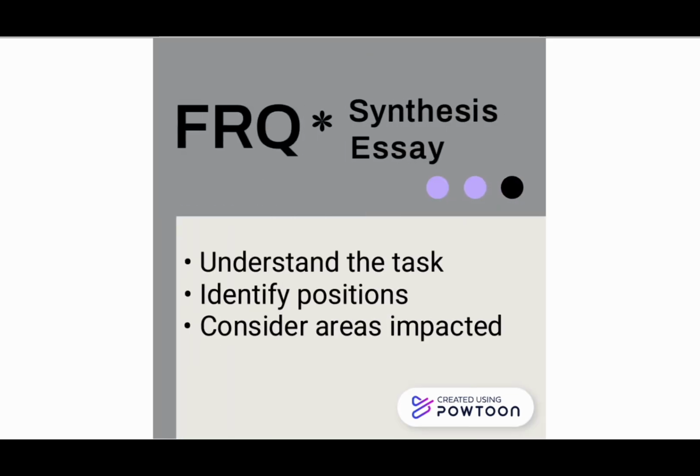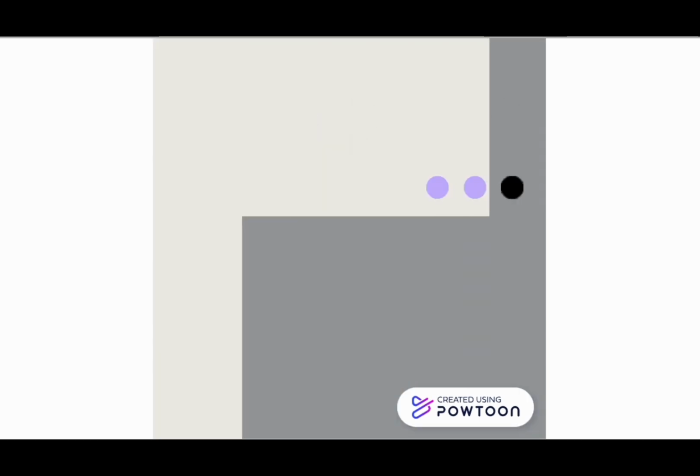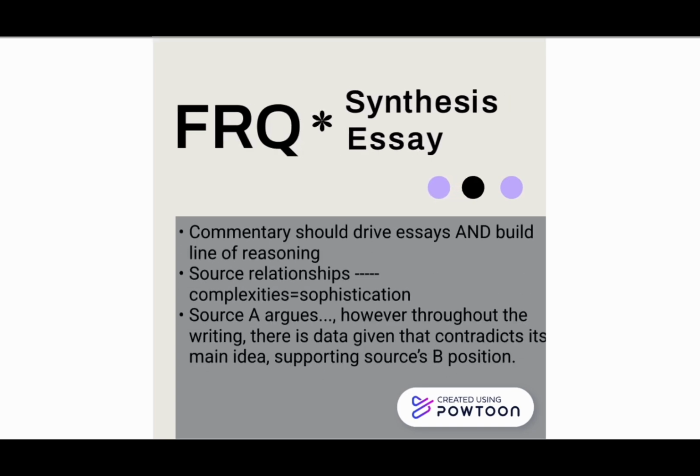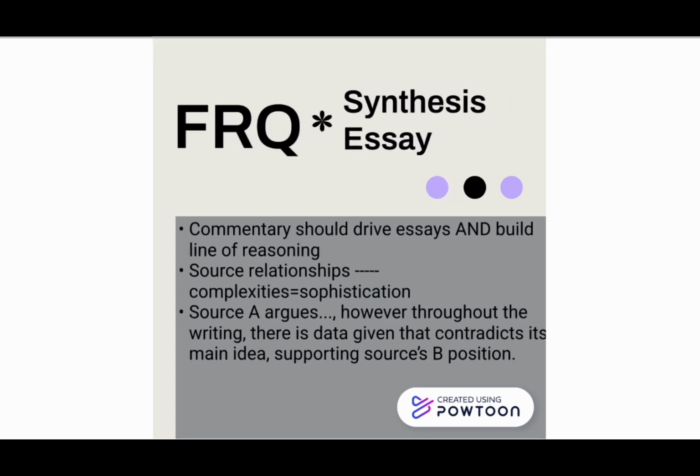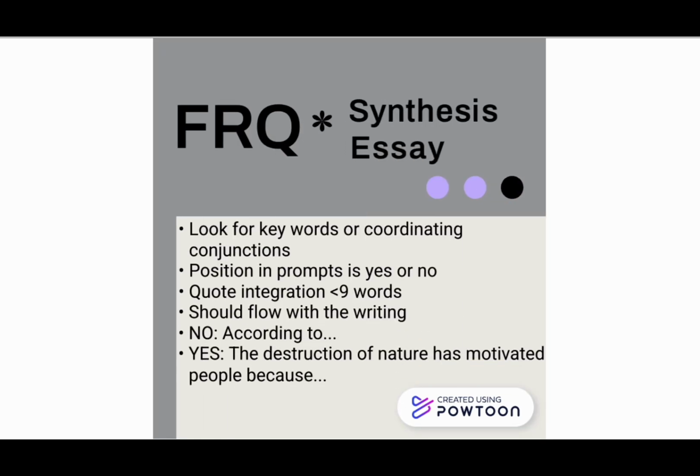For our next essay, which is the synthesis essay, we need to understand the task, identify positions, and consider areas impacted. Some tips are: the commentary should drive essays and build a line of reasoning. Source relationships, complexities equals sophistication. Source A argues. However, through the writing, there is data given that contradicts its main idea, supporting source B position. Look for the keywords or coordinating conjunctions.